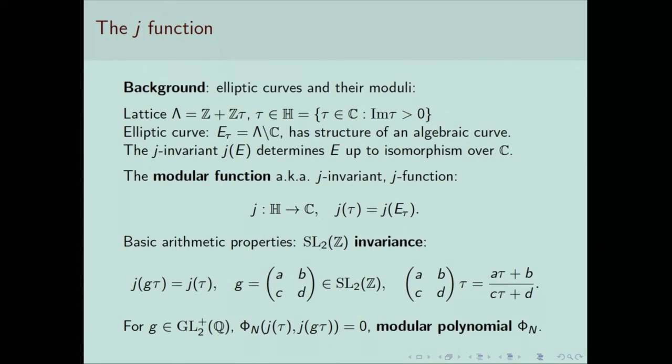And it parameterizes elliptic curves. So an elliptic curve is the quotient of C by some lattice. If you take the lattice generated by 1 and tau in the upper half plane, and you get the elliptic curve E tau, then the j invariant of that elliptic curve is j of tau. And so the invariance under SL2Z is a consequence of change of basis of the lattice.